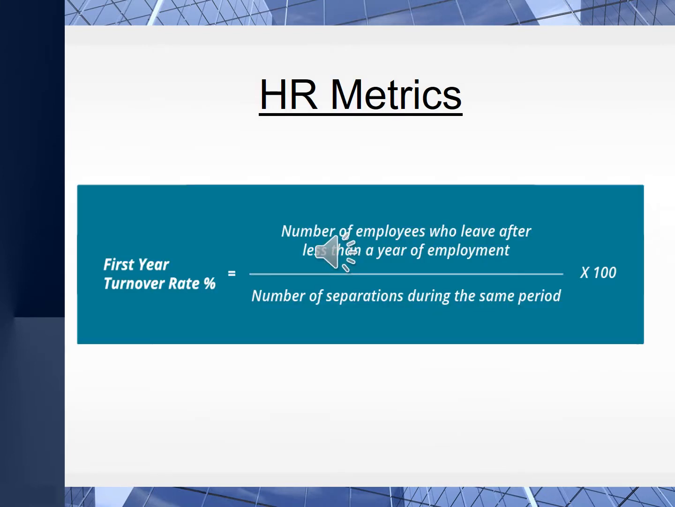Another HR metric used by organizations is the first year turnover rate percentage. This is calculated by adding the number of employees who leave after less than a year of employment divided by the number of separations during that same period times 100. A commonly used benchmark for this metric would be at or below 10% for the first year turnover rate. This would mean that the organization would lose 1 employee for every 10 hired within the first year of employment.